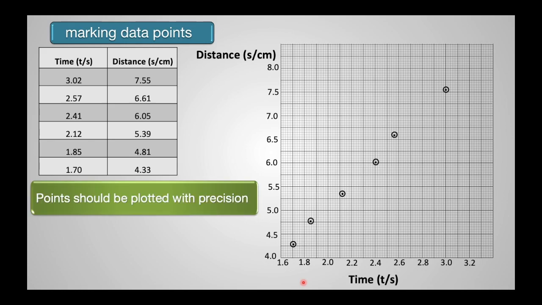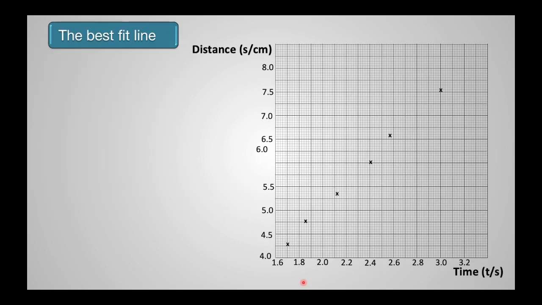And you need very high precision in marking the points. Even a small variation of half of a division, even a small variation of more than half of a division, you will lose marks. Plotting the best fit line. This step will need a lot of practice because the data points will not all come along a single straight line. You have to use a ruler.